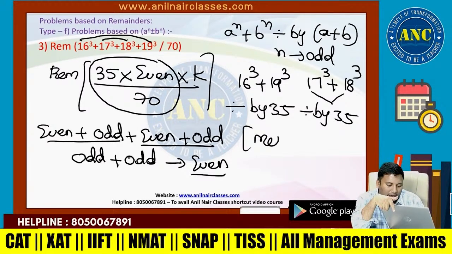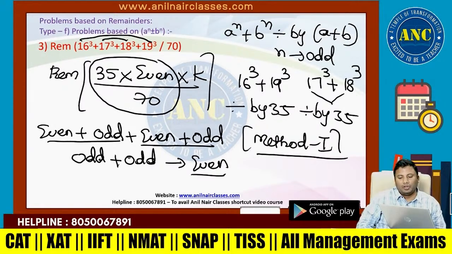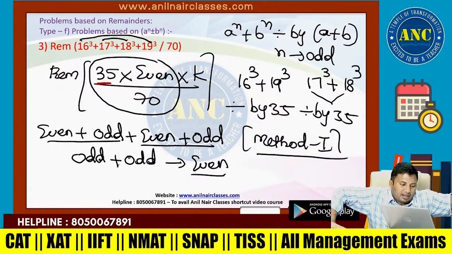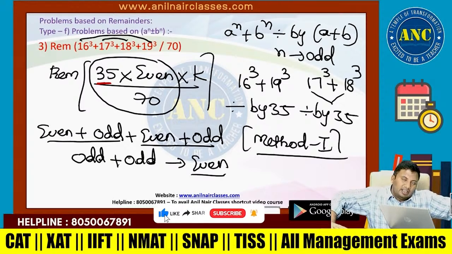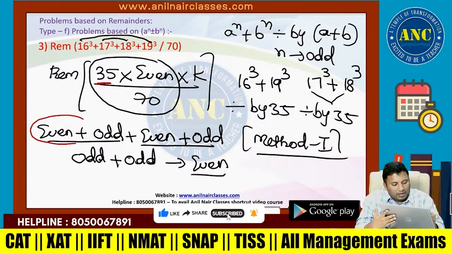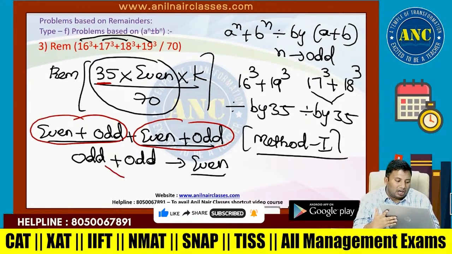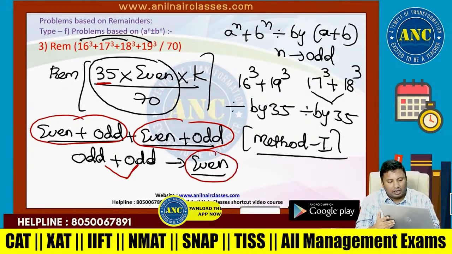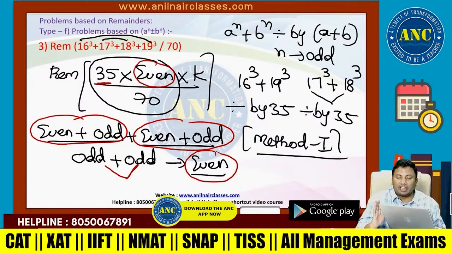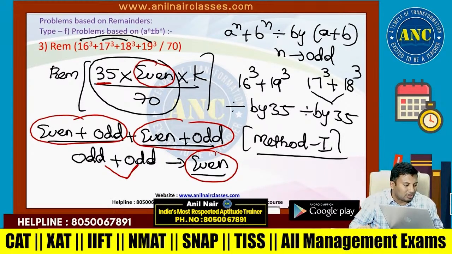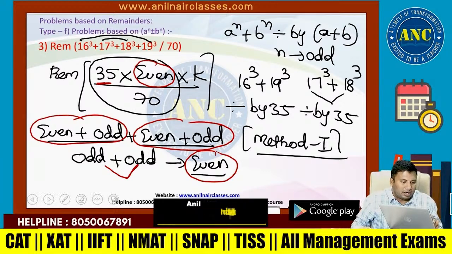I will again come back to this question. This is method 1. I will tell you one more method. First and last are divisible by 35. Second and second last are divisible by 35. 16 is even, 17 is odd, 18 is even, 19 is odd. Even plus odd, odd. Odd plus odd is an even number. This is also divisible by even. 35 and even, answer is nothing but 0.